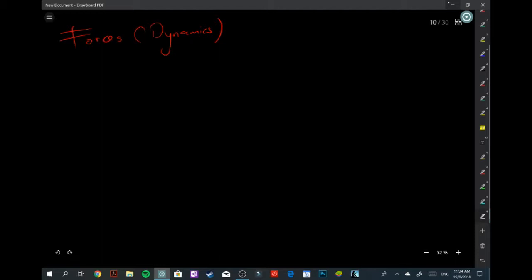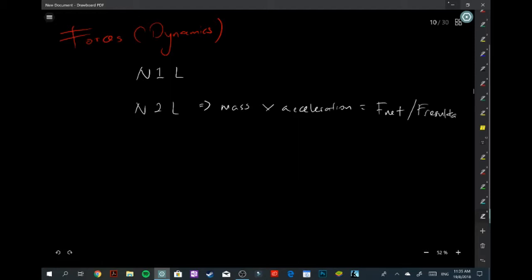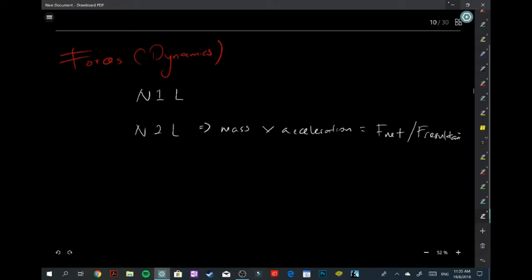Now the first thing that you all learn in dynamics are Newton's laws. We have Newton's first law and Newton's second law. Newton's second law is the famous mass times acceleration equals the net force, or the resultant force. Based on the spelling, I think everyone would prefer writing net force more than resultant. Anyway, mass times acceleration equals net force.